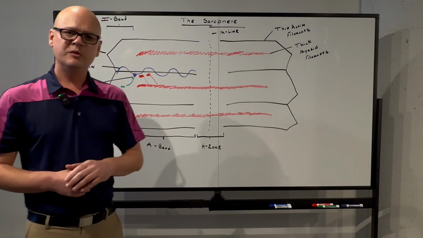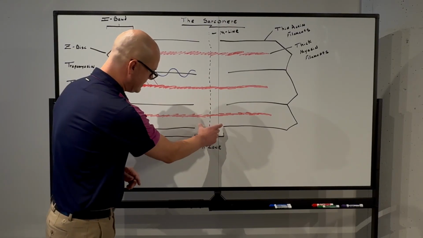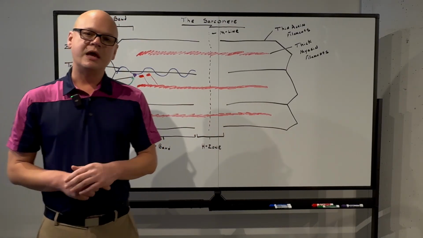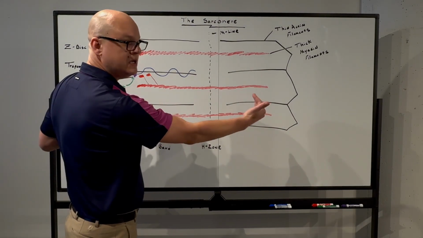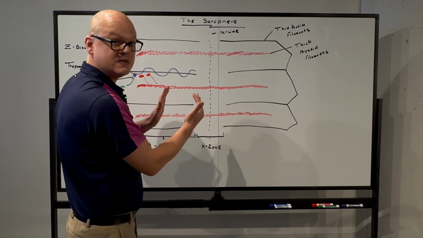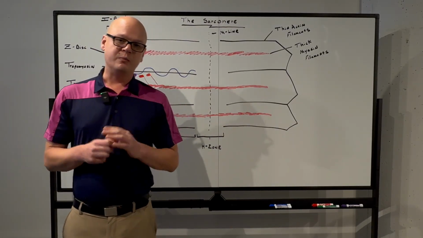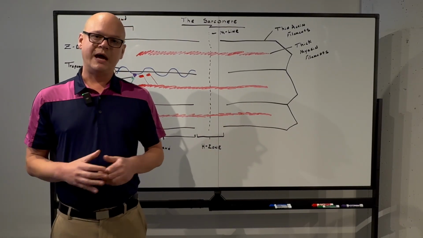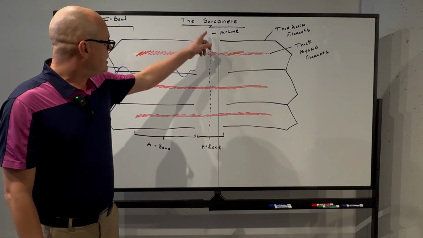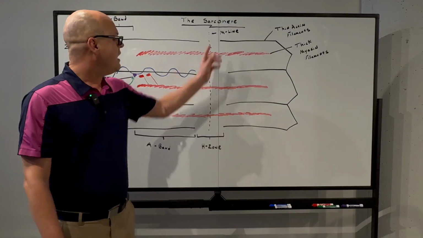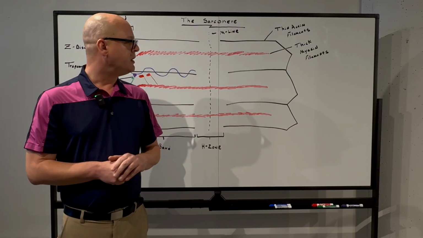Some other components of the sarcomere include the H zone. That's the space between the ends of the two actin filaments. And those dimensions of the H zone are going to increase and decrease in size depending on whether or not the muscle is contracting or relaxing. Right down the middle is an imaginary structure called the M line. That's marking the middle of the sarcomere.